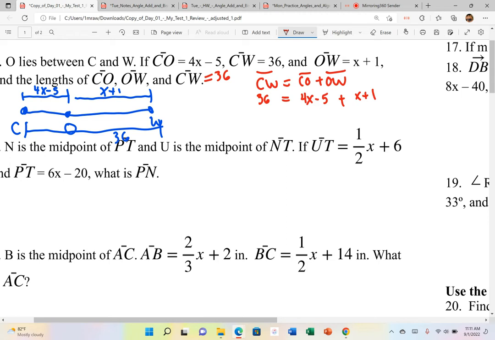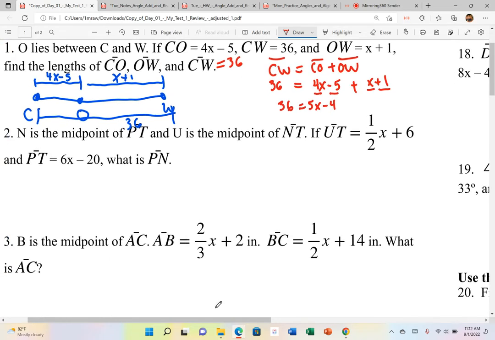Okay? From here, it's just your algebra. Combine your like terms for x and x. That gives me 5x. The minus 5 and plus 1 gives me minus 4. So that's going to be 5x minus 4 once I combine my like terms, equals 36. From here on, all you have to do is solve for x. Add 4, you get 40. Divide by 5, and you get x equals 8.